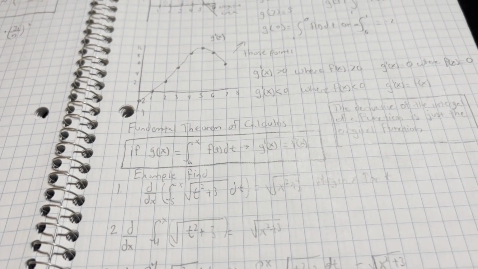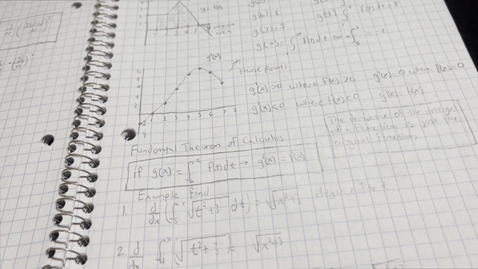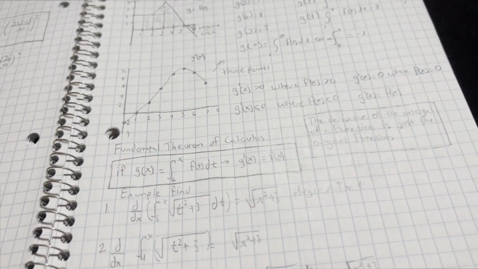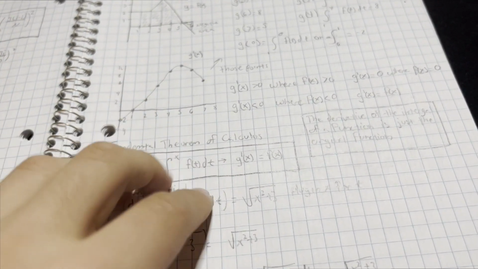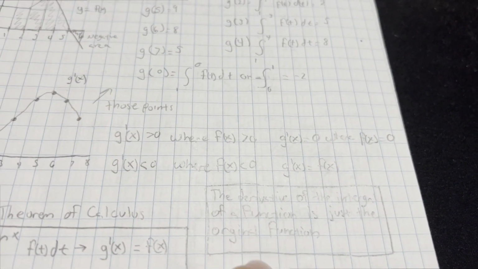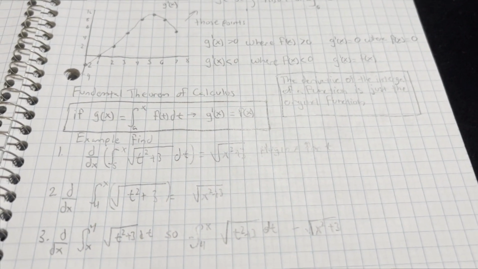If g of x equals the derivative of, not the derivative, the integral from a to x of f of t dt, then g prime of x is f of x. I just think it's like, if I remember right, it's the derivative going backwards. What does it say? The derivative of the integral of a function is just the original function. Yeah, it was just going in reverse. And then here's some examples.